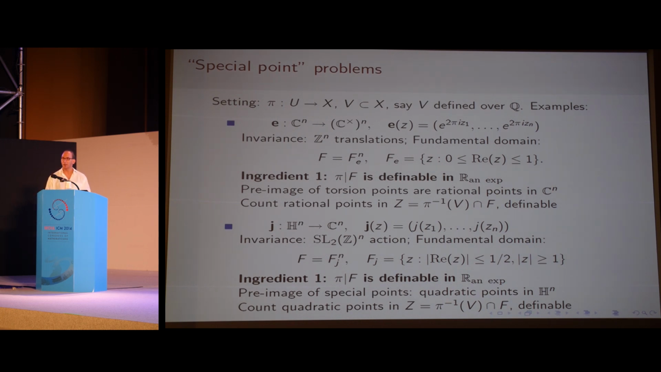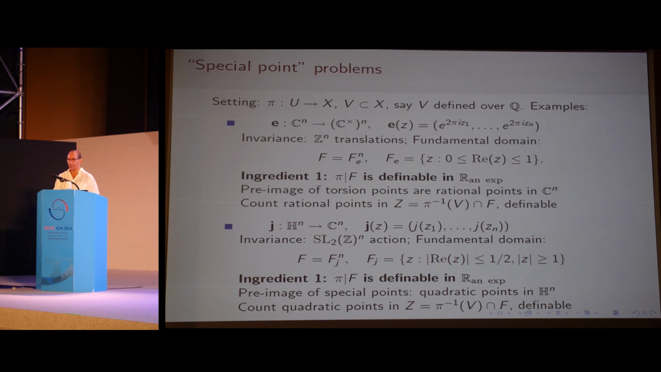The generalization of the counting theorem to algebraic points of bounded degree and the analogy between Manin-Mumford and André-Oort conjectures suggested attempting the same strategy for the latter problem. In fact, all the special point problems have the same general form. The ambient variety X has a uniformization by suitable transcendental functions defined on some complex domain. For C star to the n, it is just the map from C to the n given by the exponential function on each coordinate, which I have normalized here for a reason which will become apparent very shortly.